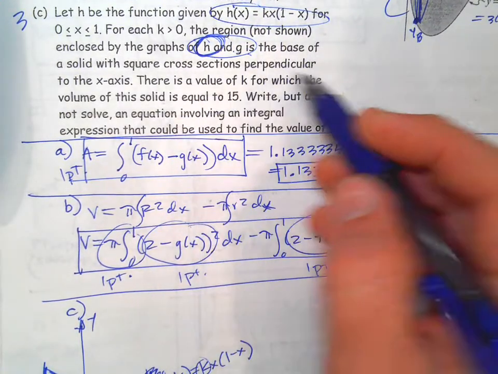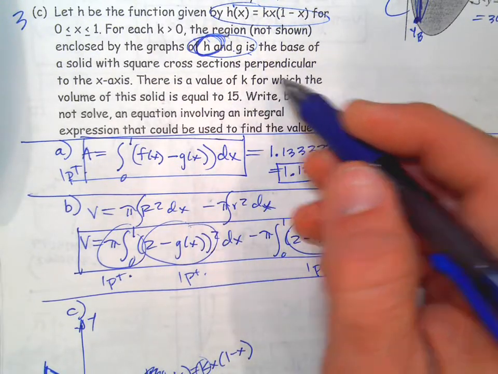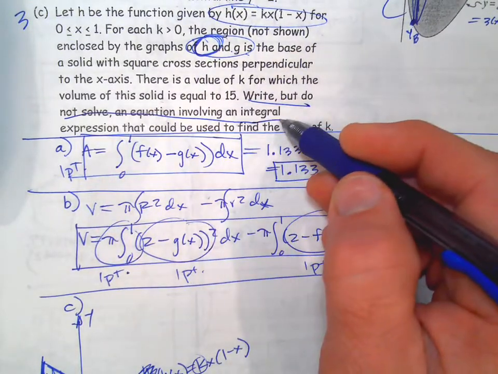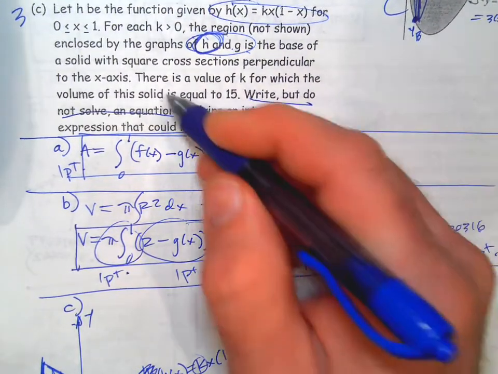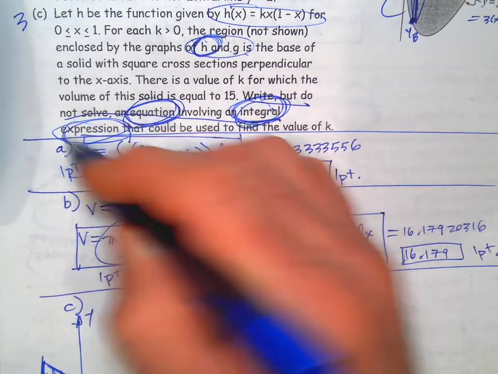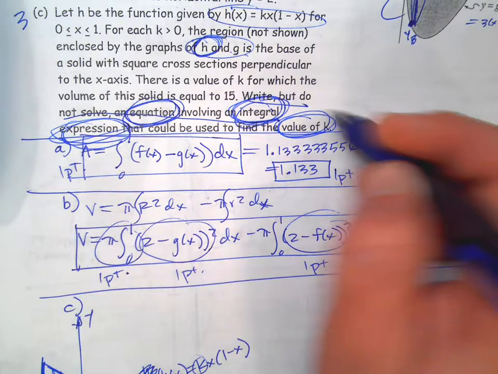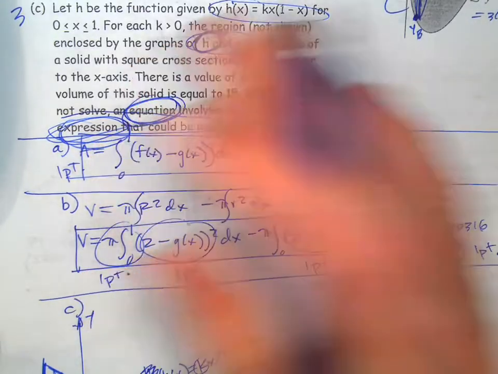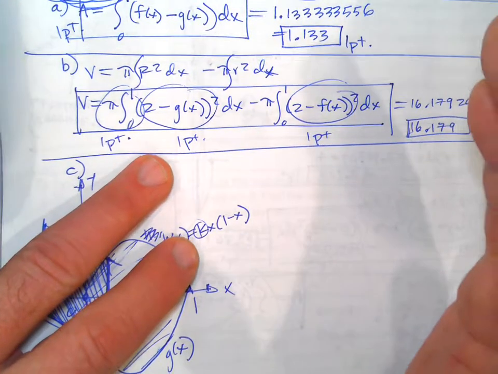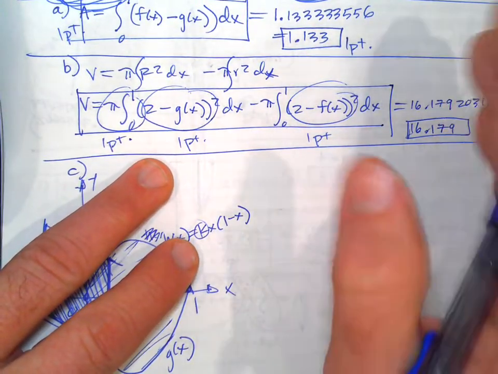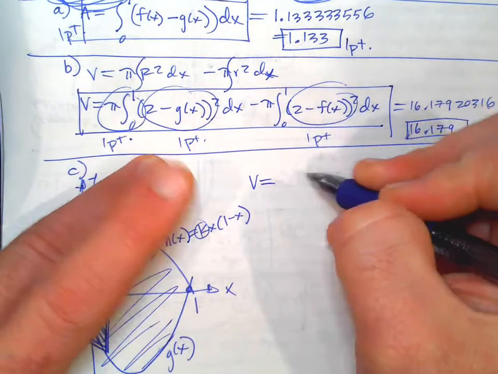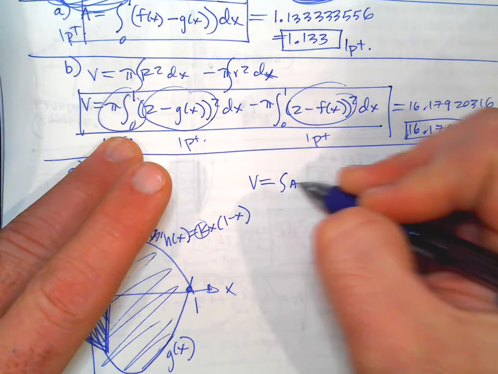Cross sections are perpendicular to the x-axis. They're squares. There's a value k for which the volume of the solid is equal to 15. Right, but do not evaluate, do not solve an equation involving an integral expression that could find the value of k. So there better be k's in it. It better be equals, left side, right side. So this is kind of like the problems where we're trying to find the line that cuts it exactly in half, because we know the area. This time we know the volume.